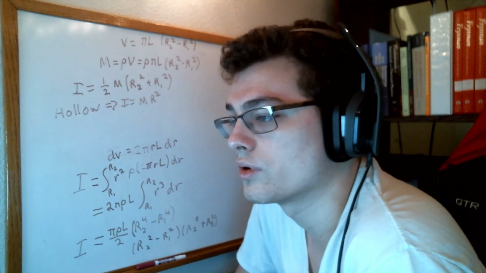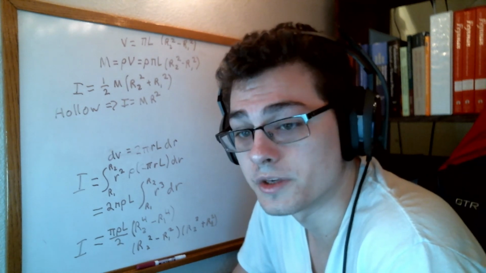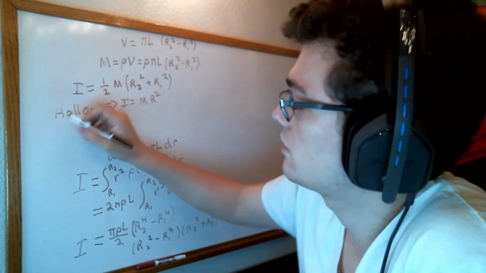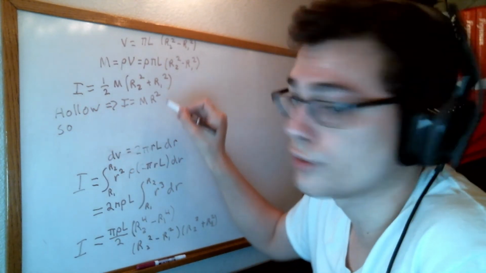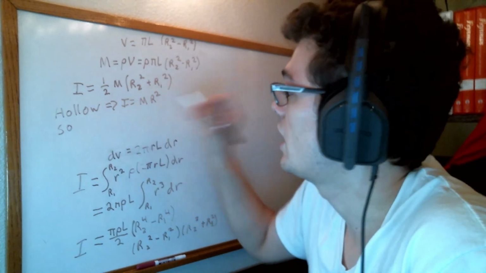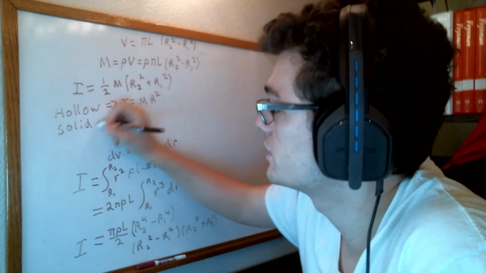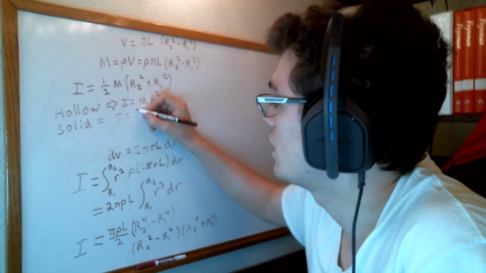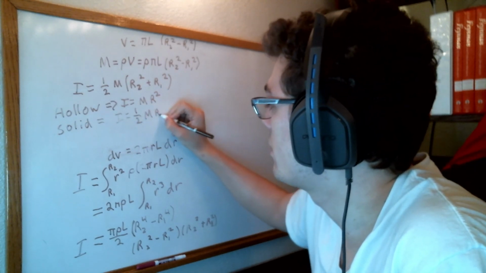And then for the case where the cylinder is going to be solid, then we can say that R1 is going to be equal to 0, and we'll say that R2 is equal to R. So for a solid cylinder, we have that I is equal to 1/2 M R squared.